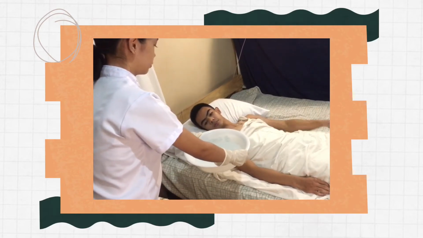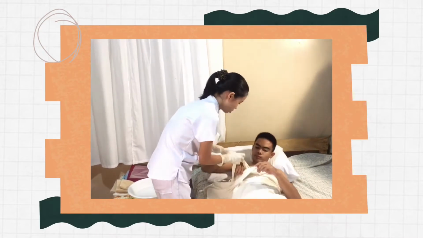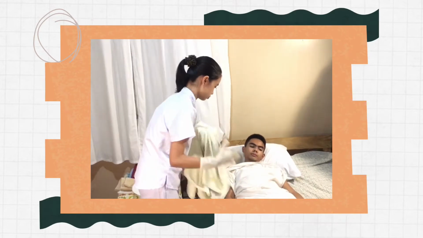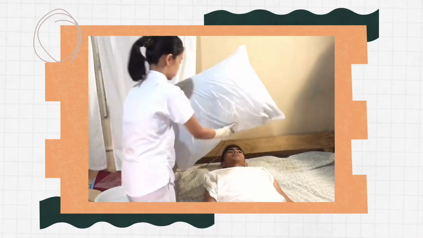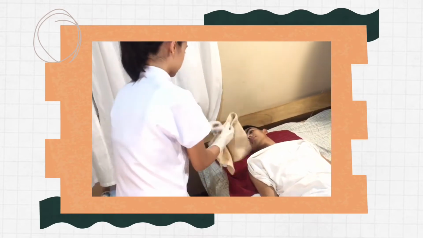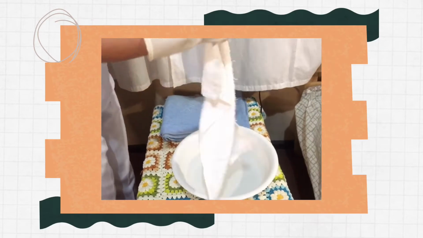Okay, this is good. So after we have covered our client with a blanket, we may now proceed to remove the pillow and also put the big towel under his head and a towel over his chest. After that, we may now proceed in wetting the towel.